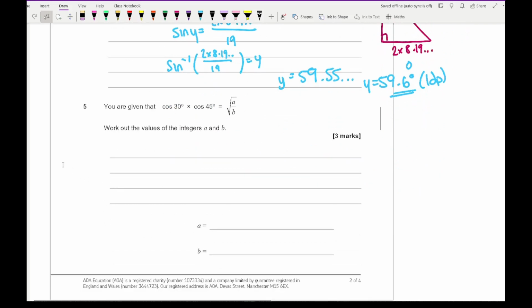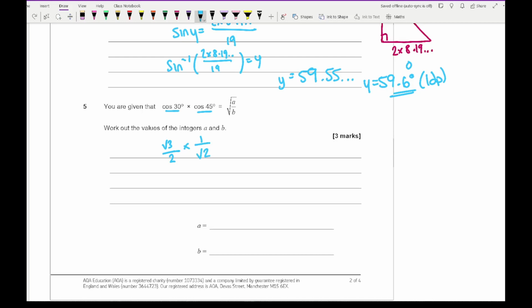Then moving on to question 5, it says that you're given that cos 30 times cos 45 equals root a over b. Work out the values of the integers a and b. So in terms of this, what we need to recognize is the exact values of trig. So here we know that cos 30 is equal to root 3 over 2, and cos 45 is 1 over root 2.